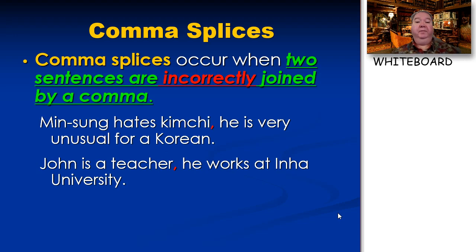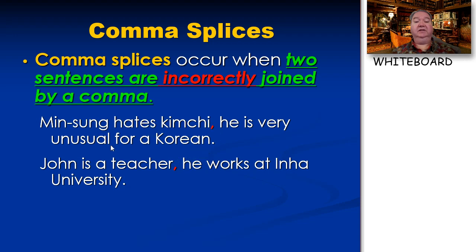So remember, a comma splice occurs when 2 sentences are joined together with a comma. That's when you have a sentence and a sentence, you join them together with nothing but a comma. For example, Min-sung hates kimchi, he's very unusual for a Korean. Or John is a teacher, he works at Inha University. Joined together here incorrectly with a comma in both cases.